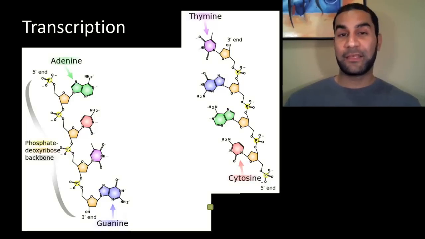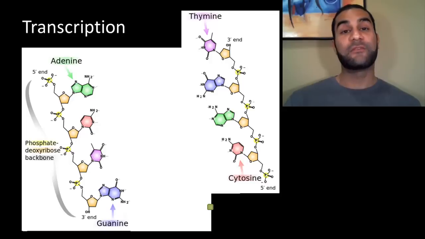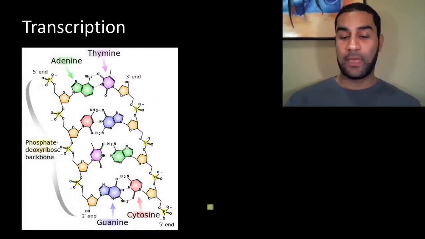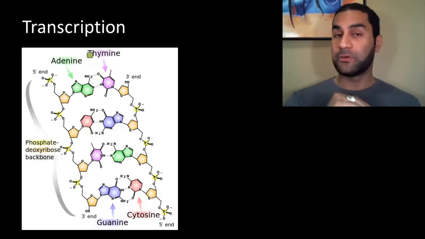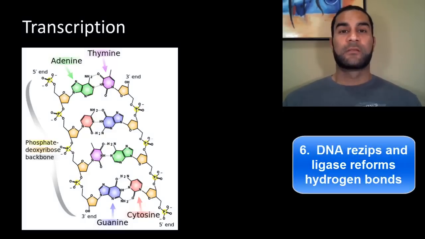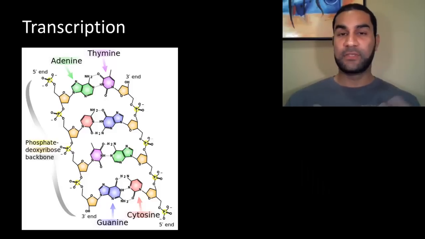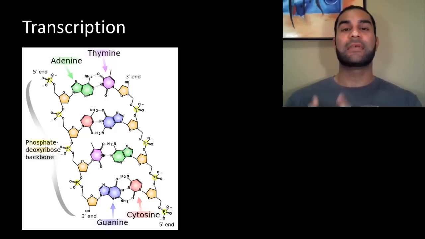And then the DNA line here is going to go right back to normal. So it's been unzipped, and now the final step is that DNA is going to rezip or reform, and once again we have that ligase that's going to come in and reform those hydrogen bonds so that everything is back to normal in terms of DNA. So we started with one DNA line and we end with one DNA line. There's no copying of DNA that's happening here. There's no replication here. This is purely for the sake of making a protein.